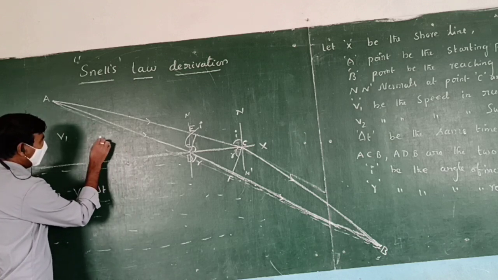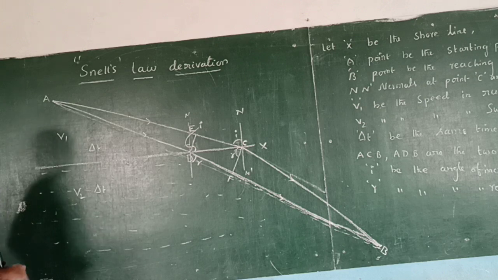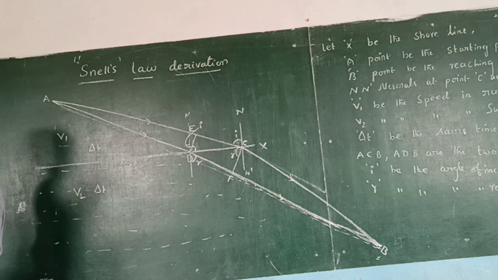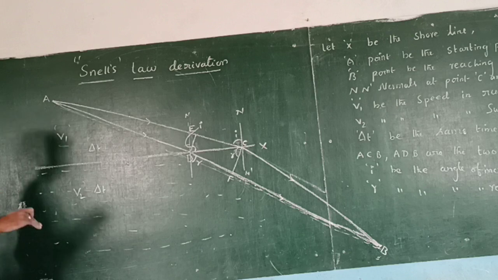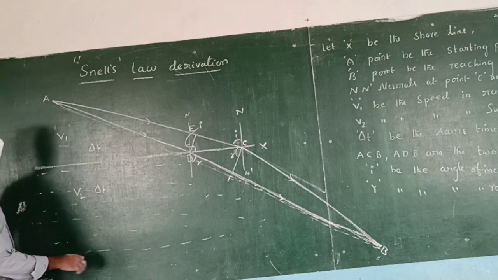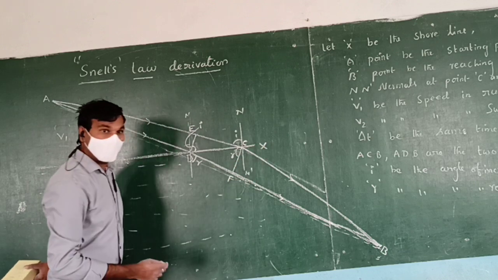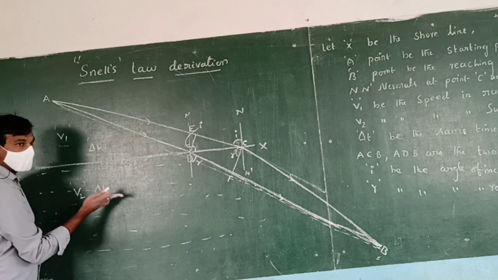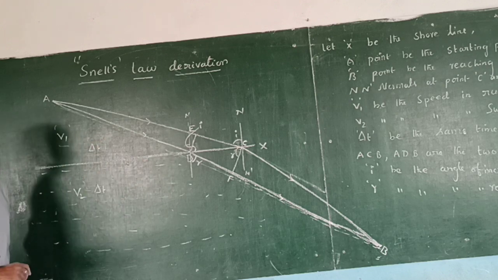But here delta t is the same time taken to reach point B. V1 is the speed of the person running on the sand. V2 is the speed of the person swimming in the water. Are you clear? Here X is the shoreline, the line separating the two parts, the sand part and the water part.